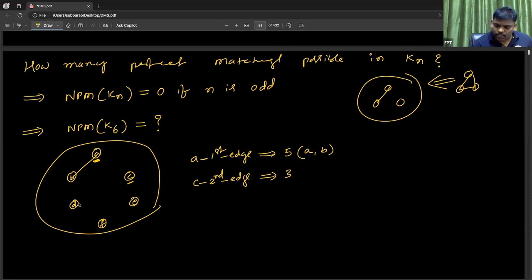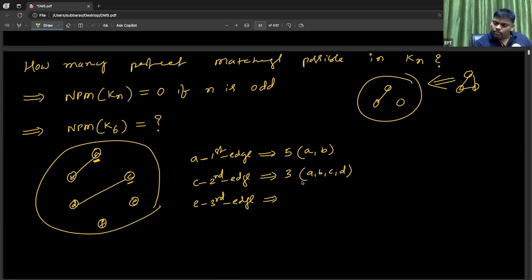Let us assume he has taken C to D. So now A, B are over, C, D are also over. 2 edges are over, which means 4 people are out. Now 2 more people are left. Out of them, one person goes. Let us assume that I will go to E, the third edge.